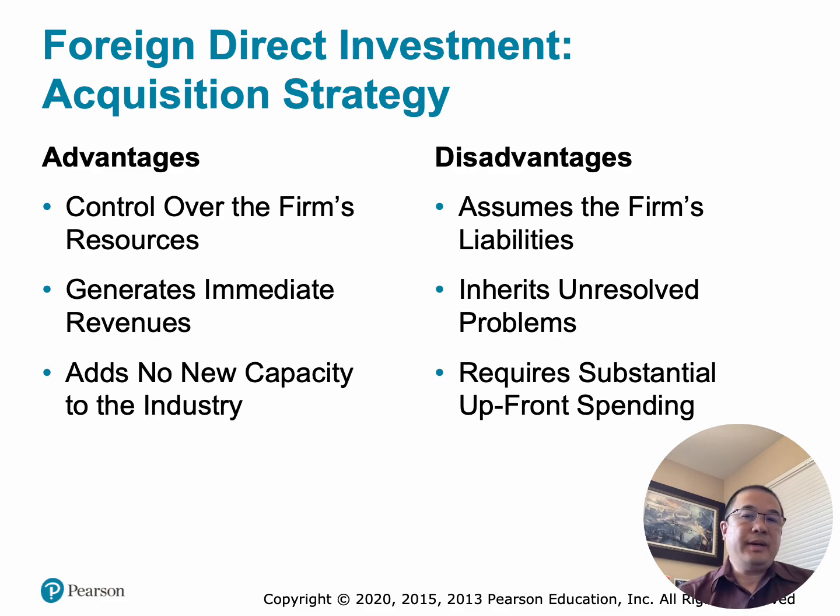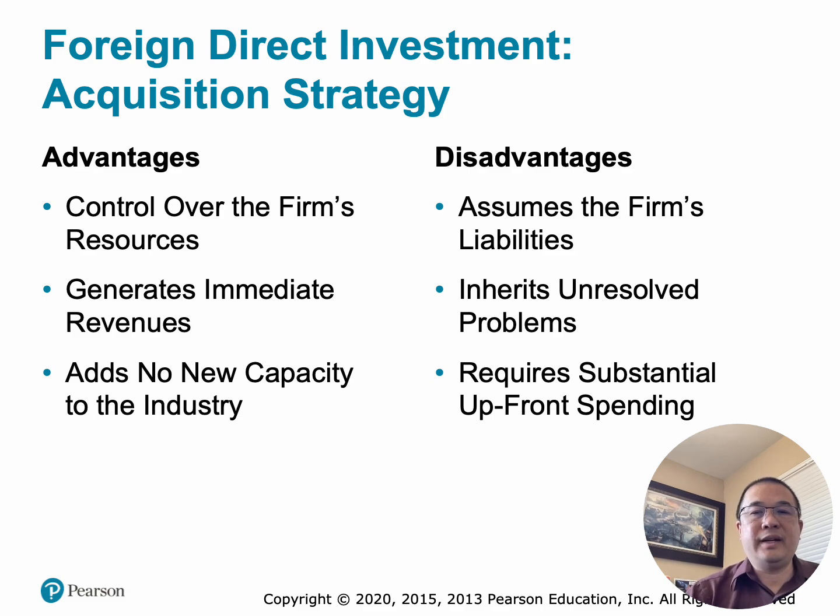So this compares the advantages and disadvantages of the acquisition strategy, or brownfield FDI, where a company enters a foreign market by purchasing an existing company rather than building a new one. What is an acquisition strategy? So instead of building a new facility from scratch, as in greenfield, the company buys an existing business, acquires its assets, takes control of its operations, gains immediate market presence.